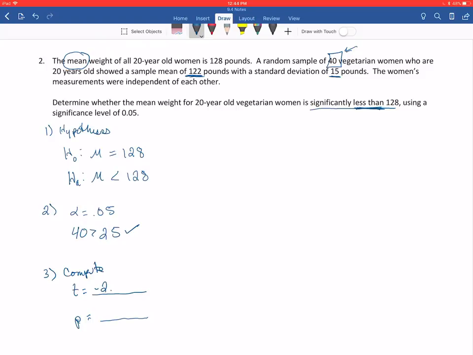Okay, so my t was negative 2.53 approximately, and the p was 0.0078. So in 4, I want to make my conclusion.